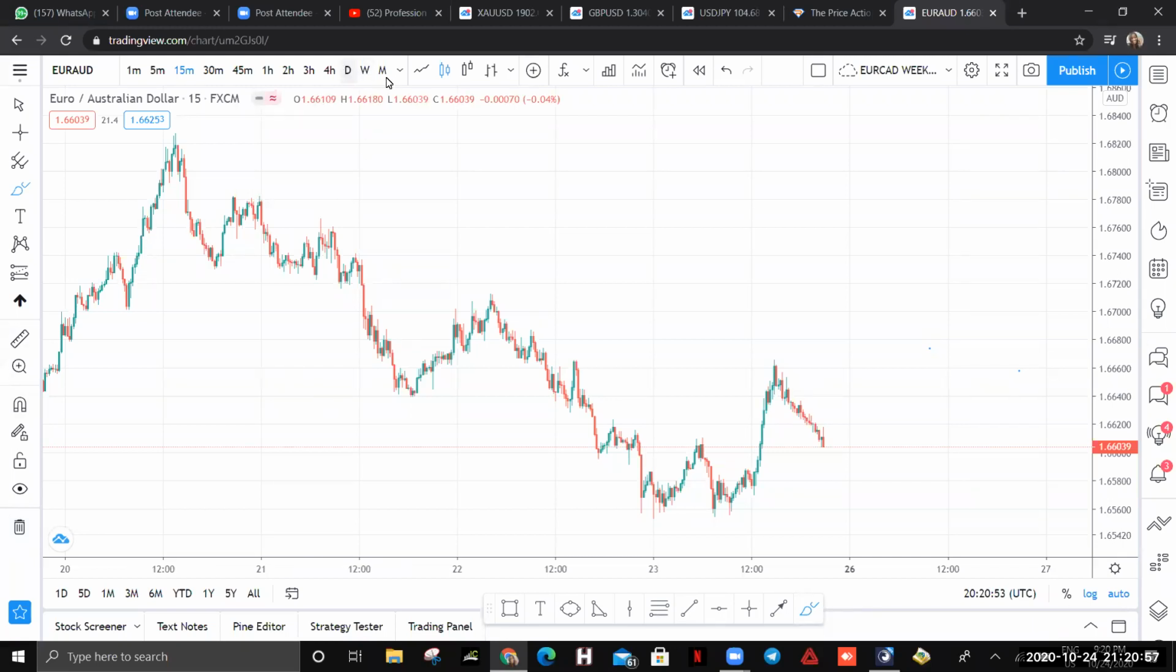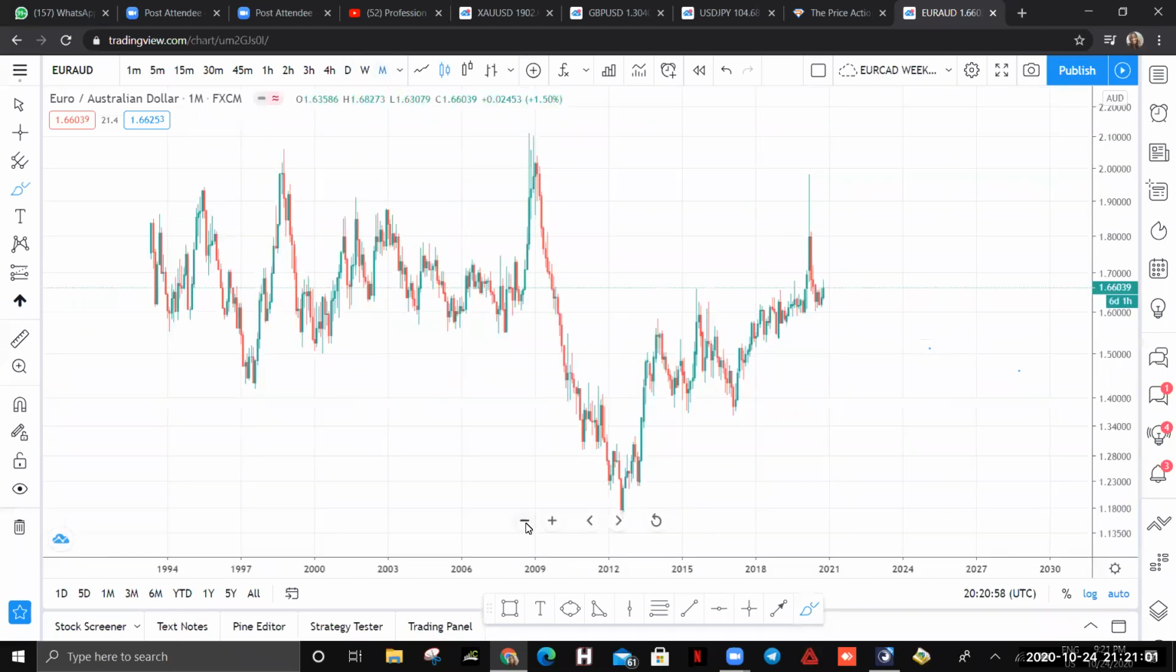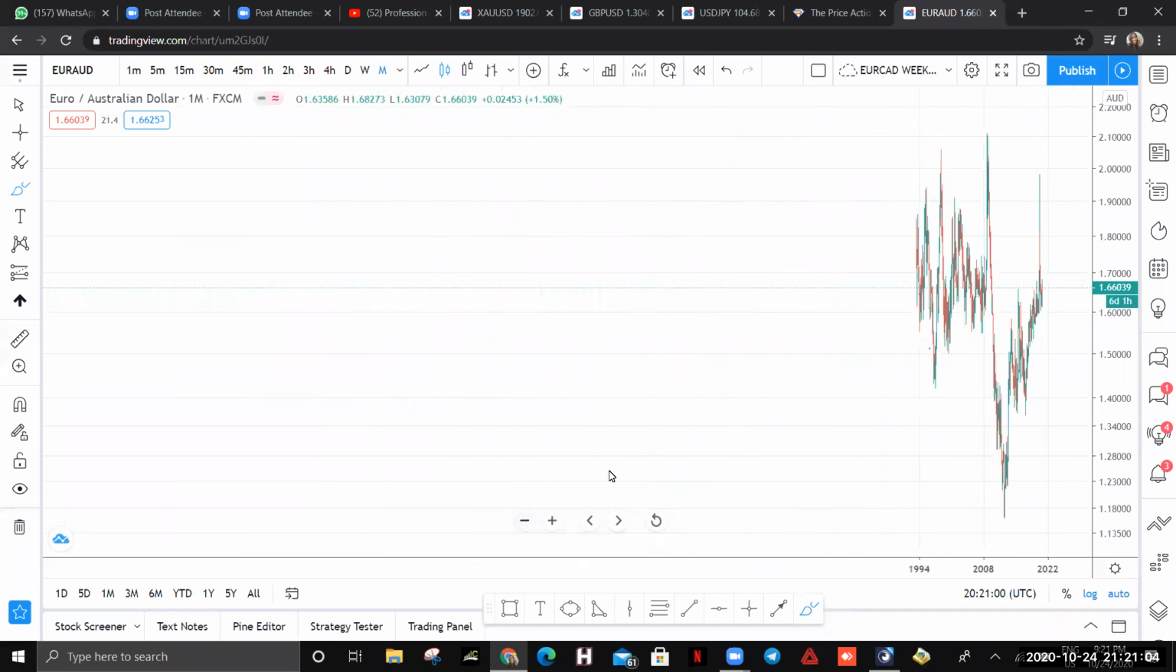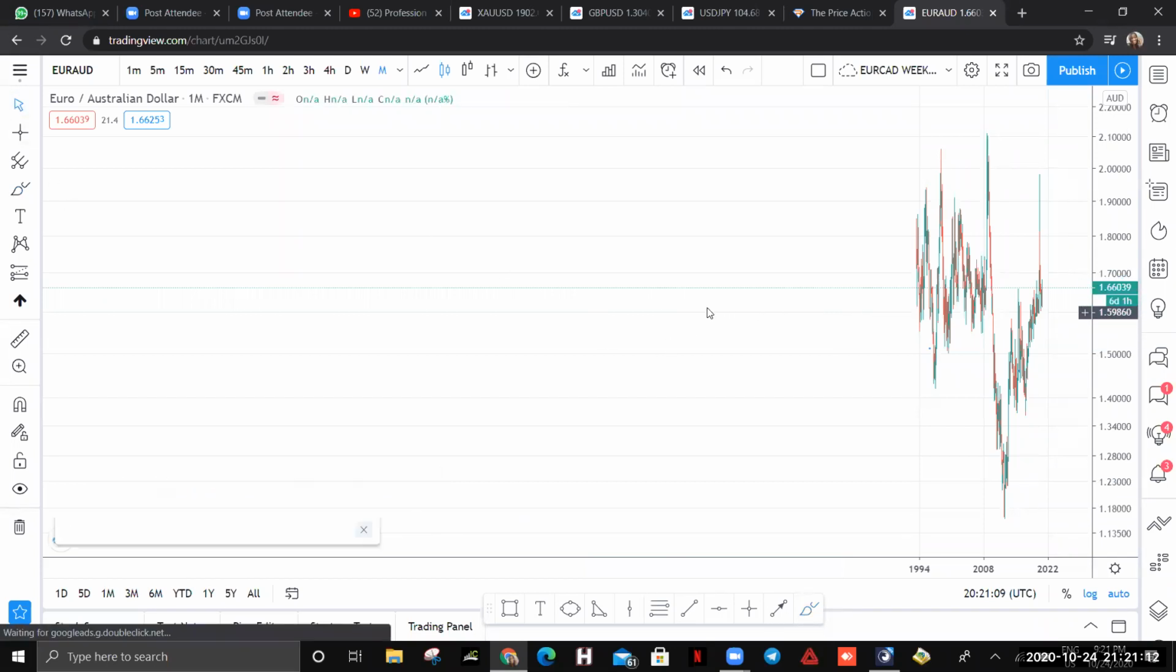Now let's go to the higher time frame. Let's start with the monthly time frame. Let me zoom out to the, oh, sorry, let me delete this. And peak. Good.